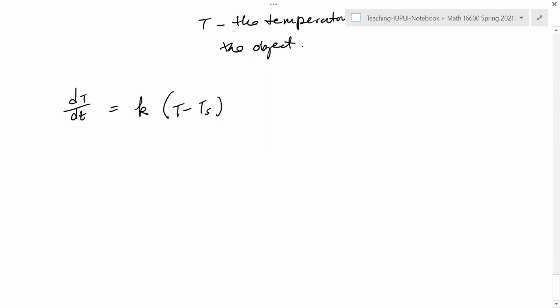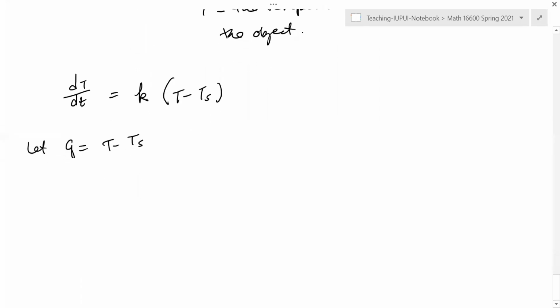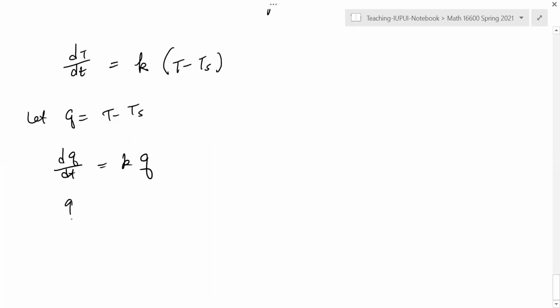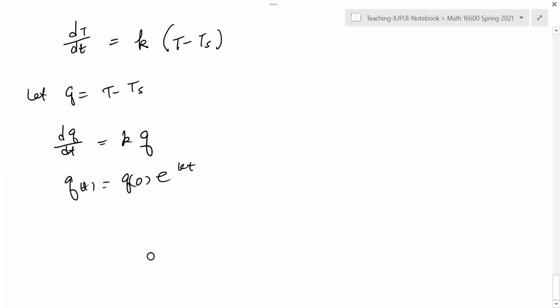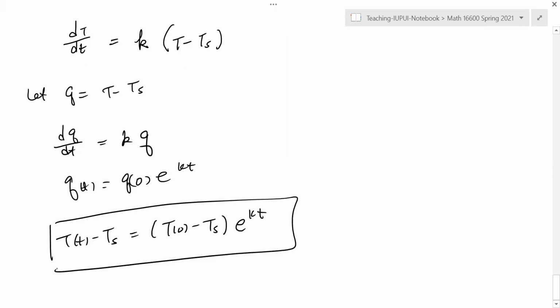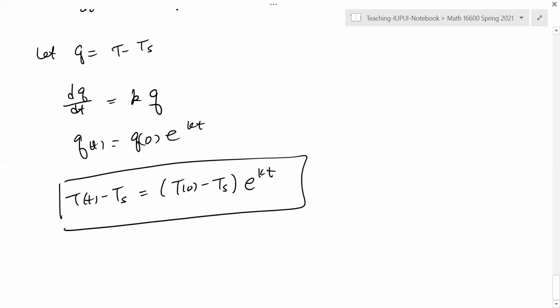Well, if we use a substitution, let Q be T minus Ts, where Ts is constant, the room temperature is constant. Then you will see that dQ/dt equals k times Q. You think, wow, that's an equation we are familiar with. Therefore you have this formula. Then you change it back, Ts minus Tm. Okay, so this is our formula. That's what you need to find out.